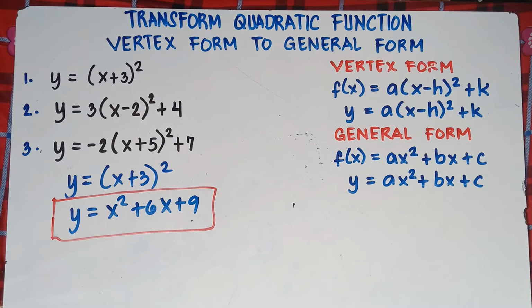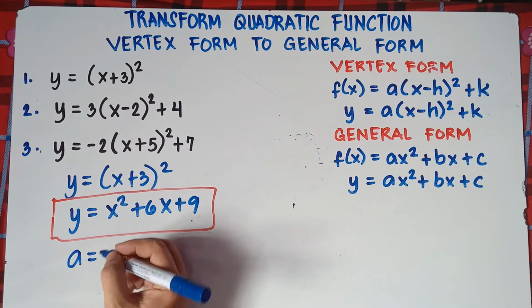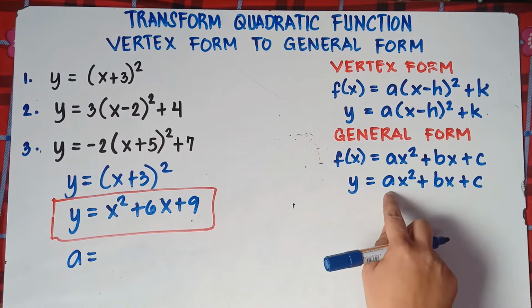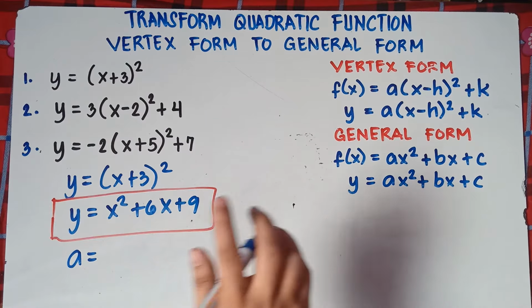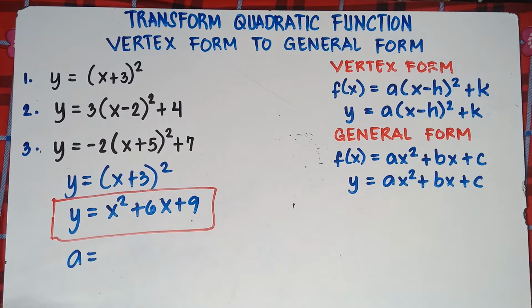So you need to find the value of a, b, and c. Our a is beside x squared. So check the equation, class. A is beside x squared. Now, if you didn't see any number beside x squared, understood that there's 1 here, class. So understood that our a is 1. If you didn't see any number, understood to be 1, class.